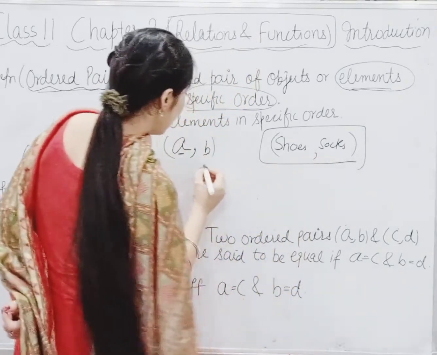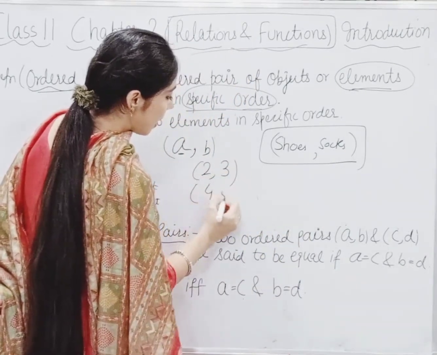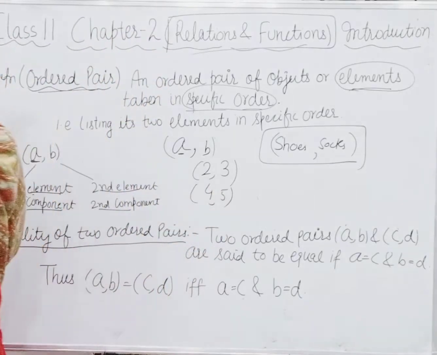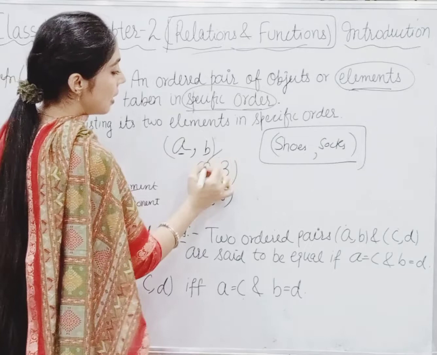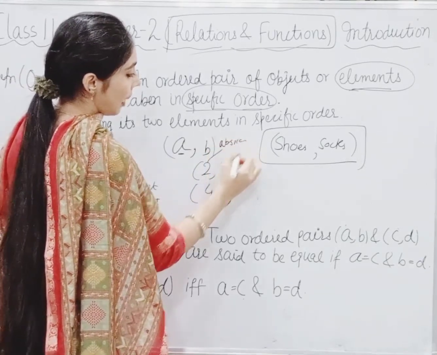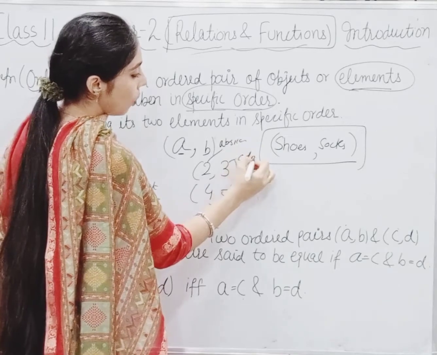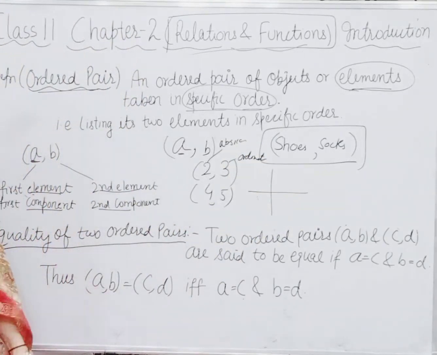So, for example, (2, 3) and (4, 5). These are examples of ordered pairs. Here we also write it as: the first element is called the abscissa and the second element is called the ordinate, if we draw it on the Cartesian plane.